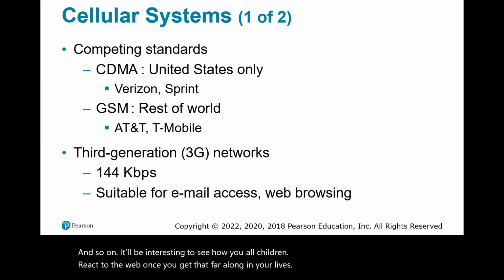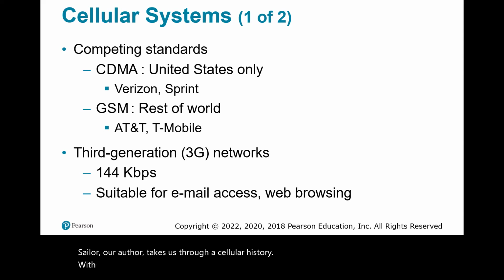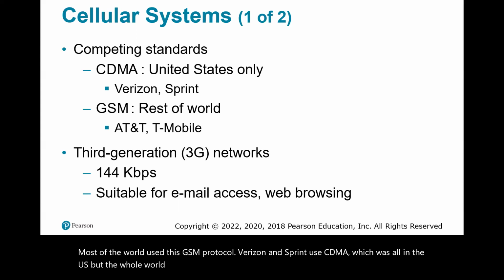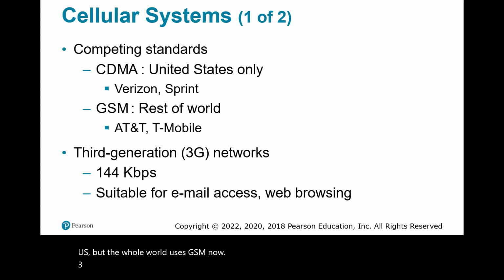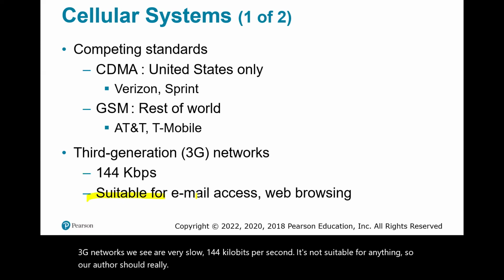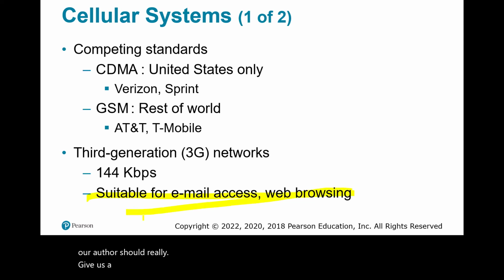Cellular, our author takes us through a cellular history with competing standards, probably in 2015 at the time. Most of the world used the GSM protocol. Verizon and Sprint used CDMA, which was only in the US, but the whole world uses GSM now. 3G networks we see are very slow, 144 kilobits per second. It's not suitable for anything.